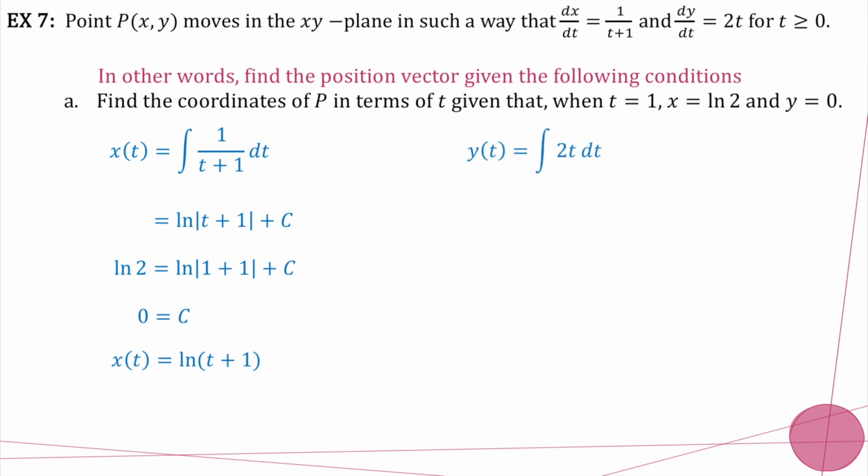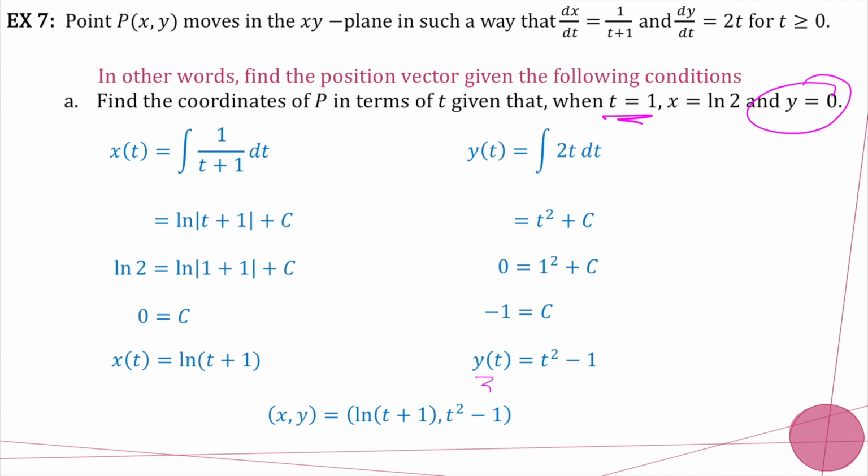Now we'll do the same thing for our y component. So we'll take the antiderivative of 2t. We get t squared plus c. And we'll take our initial condition, so y equals 0 at t equals 1. So we get a c of -1, and a position vector for y, t squared minus 1. So now all we have to do is put that into a point with our newfound x component and our newfound y component.